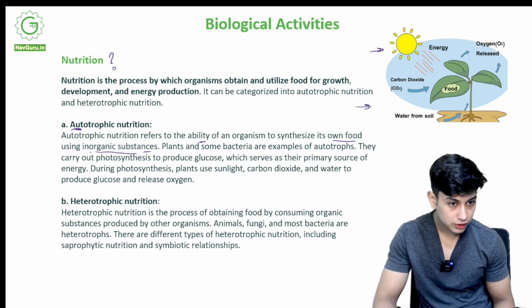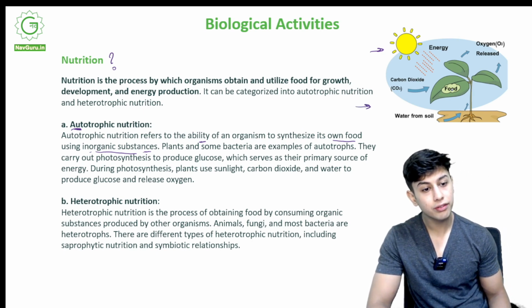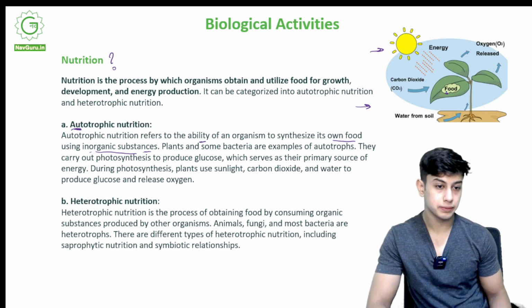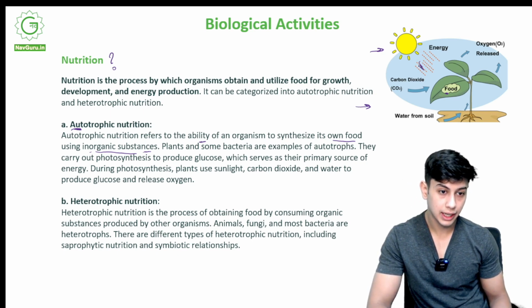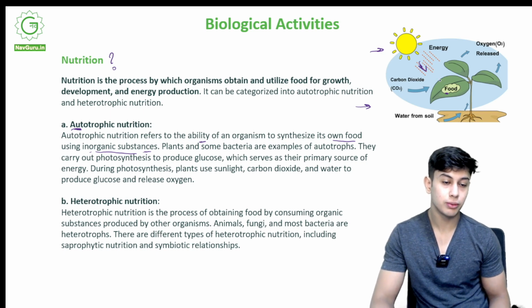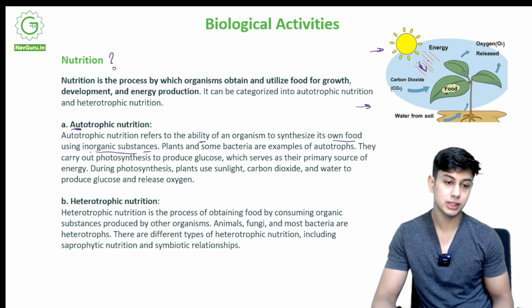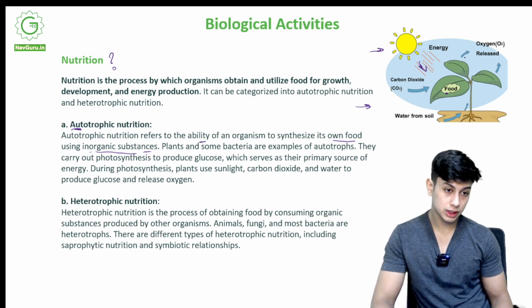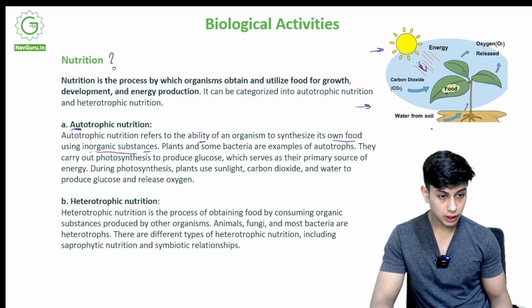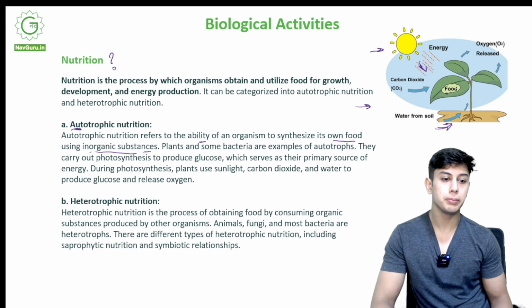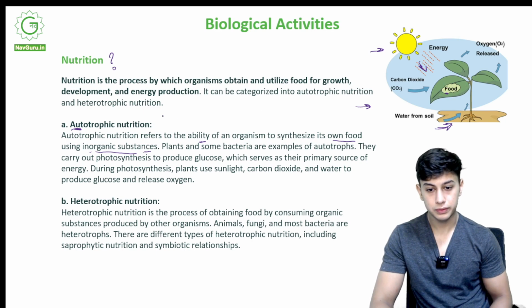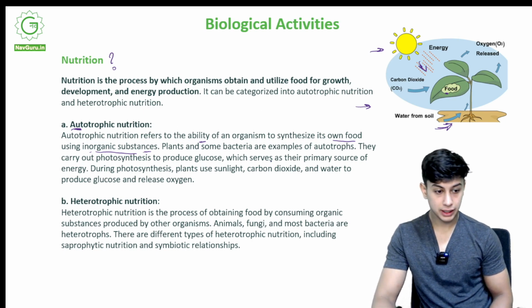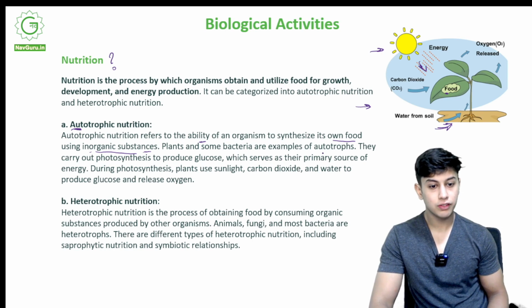For example, if you see over here, this plant is making food for itself. What is it taking? It is taking sunlight, energy in the form of radiation received from the sun. It is taking in carbon dioxide, giving out oxygen, and also taking water from the soil. It takes all these things and makes its own food in the leaves. Plants and some bacteria are good examples of autotrophs.